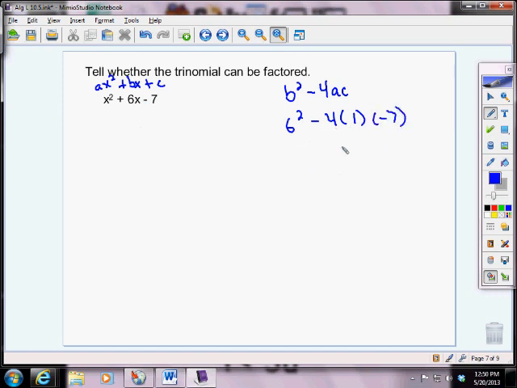When you type that into your calculator, you get 64. Is 64 a perfect square? Yes, it is. 8 times 8, or negative 8 times negative 8, is 64. That means this can be factored.